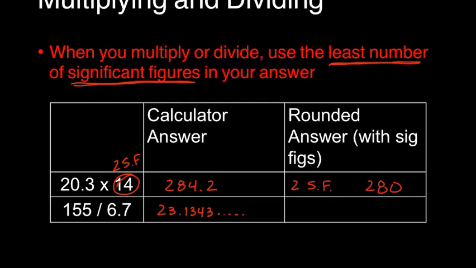And again, we look at our 2 original numbers. We see 6.7 has 2 sig figs. And so since the 6.7 is 2 sig figs, our final answer can only have 2 sig figs. So 23.1343 with some extra digits, rounded to 2 significant figures, ends up as, in this case, just 23.